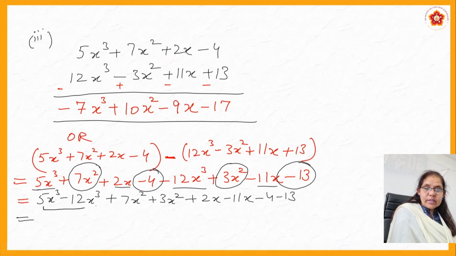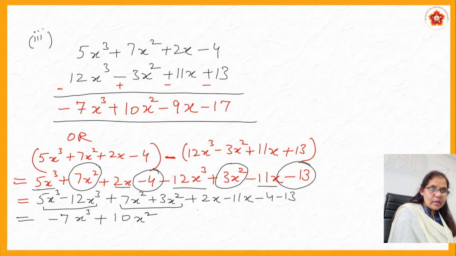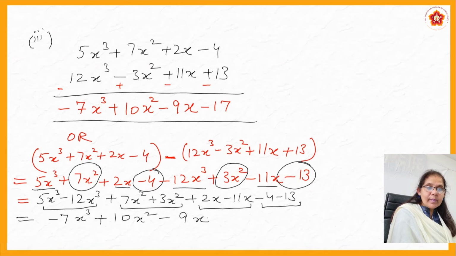First two are like terms. 5 minus 12 is minus 7 and variable is x cube. These two are like terms. 7 plus 3 is 10x square. Next two are also like terms. Plus 2 minus 11 is minus 9x. Constant terms, both are minus. They'll get added up and sign will be negative.